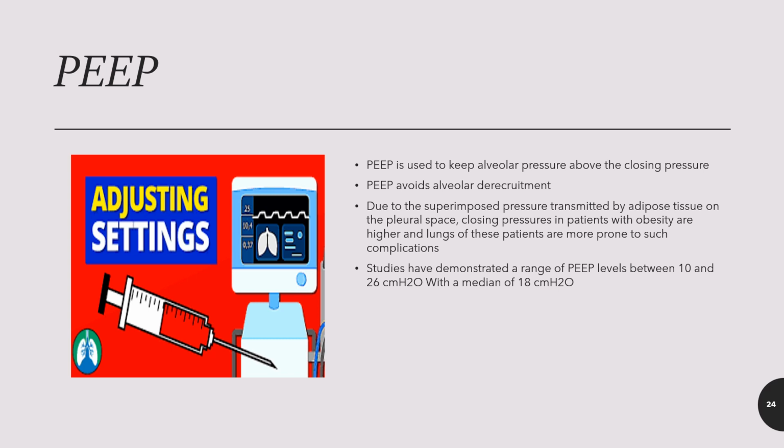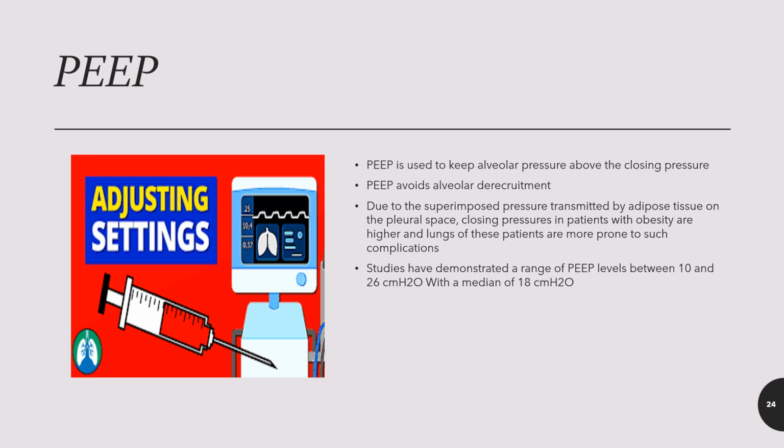Studies have shown that PEEP ranges anywhere from 10 to 26, which I mentioned earlier, with a median of 18 centimeters. Some places have used esophageal balloons to measure pleural pressure and come up with the correct PEEP. You have to understand that the closing pressures are higher in this population, and this is one of the major reasons why you have to add additional PEEP to splint open the compliance issues with the adipose tissue on the chest wall.